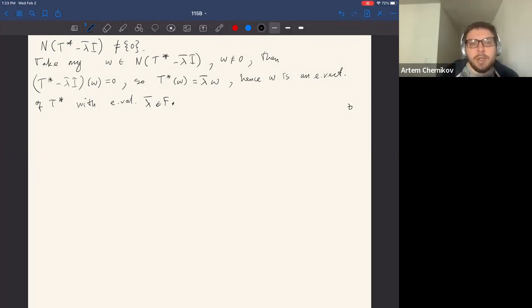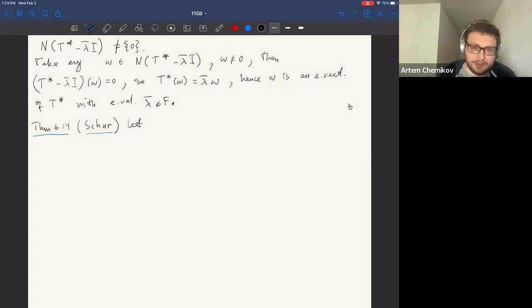Okay. So this tells us at least that given an eigenvector for T, we can find an eigenvector for T star. But we need some more information about what the adjoint looks like. So the next step is going to be Theorem 6.14, often called Schur's lemma. It's due to Schur.